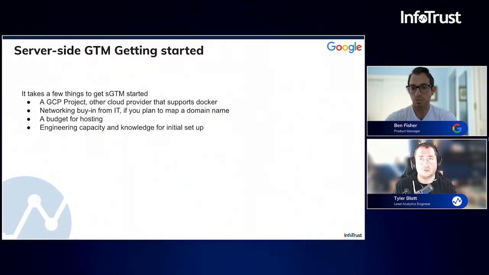Yep, and then we'll just read this last slide. We don't have to go too far into it, but just for an idea about how you're going to get started with this, essentially, you need a GCP project, or if you're not on GCP or don't want to use GCP, you just need an environment where you can deploy a Docker image. If you plan to add a domain name to it, you'll need the network IT team to buy in and work with you to set up the A records and point DNS to your server. A budget for hosting, which I'll let Ben make a point that isn't completely necessary in a minute, and essentially just some engineering capacity to initially set this up.